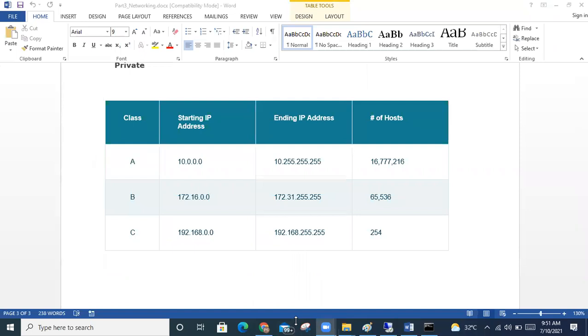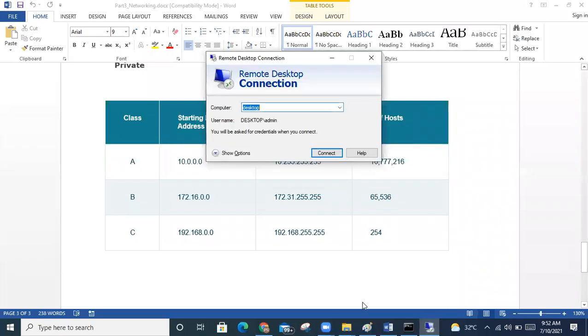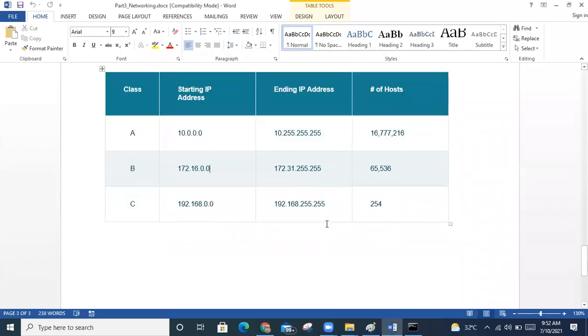So if you see here, class B is 172.16 to 172.31. Class C is 192.168 only. The last two are getting changed, so only those you can use. Mostly, if your internet is coming, they will use this series. Clear? This is about networking.